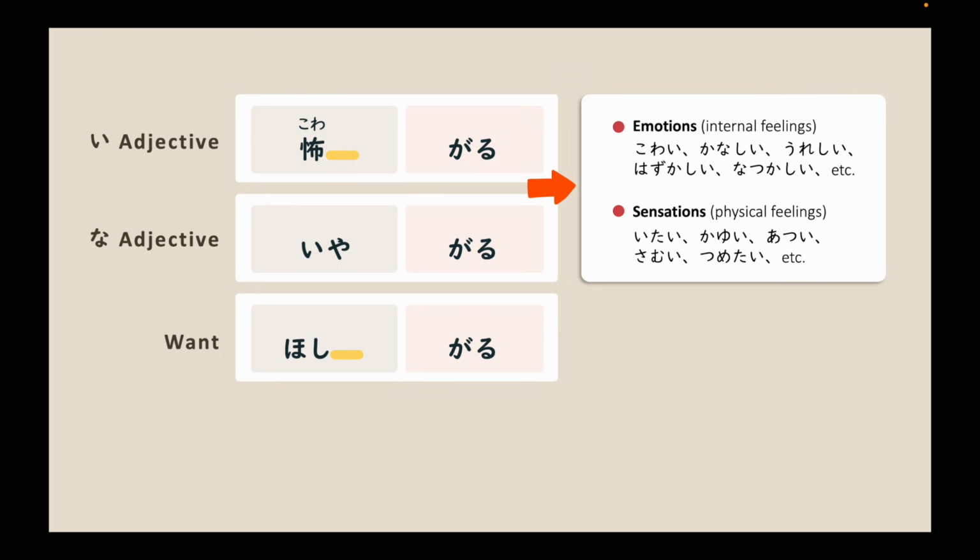We also use garu when we talk about a desire to do something, like I want to. For example, if we want to say I want to eat, we use the tai form and say tabetai. Tai form also behaves like an I adjective, so we drop the final I and add garu. So we say tabetagaru to talk about someone else's desire to eat.